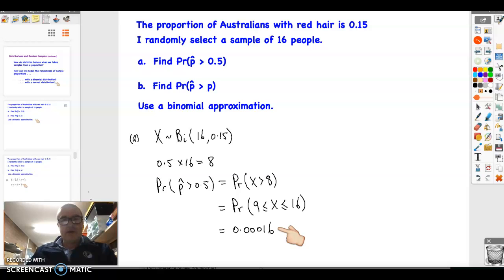which sounds about right. 15% of Australians have red hair, so taking 16 people and thinking about how likely is it that more than 8 of them would all have red hair would be very, very low.